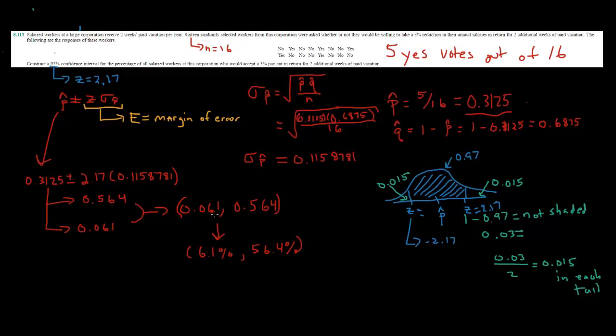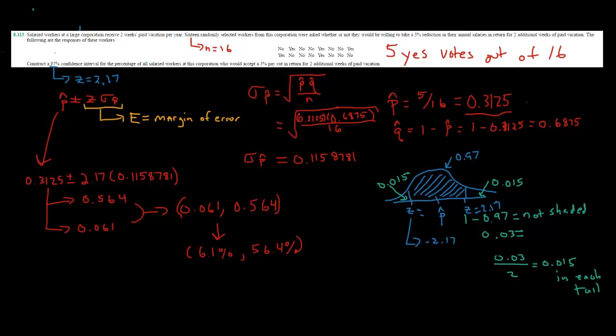And we used that sample proportion to estimate with 97% confidence the amount of folks in the population who would also share that same sentiment. But look at this. It ranges from 6.1% to 56.4%. That's a very wide interval. Let's actually calculate what E is.